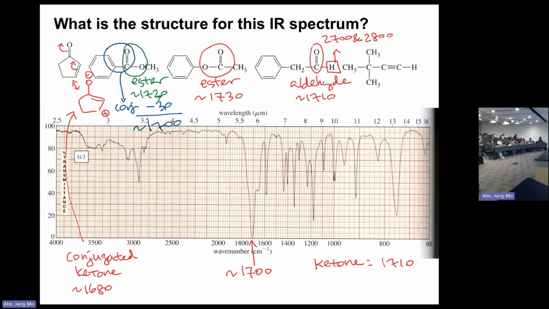So that is some other information that you need to look for when you need to narrow down the choices. So these are things that you should do to practice the questions of an IR, right?